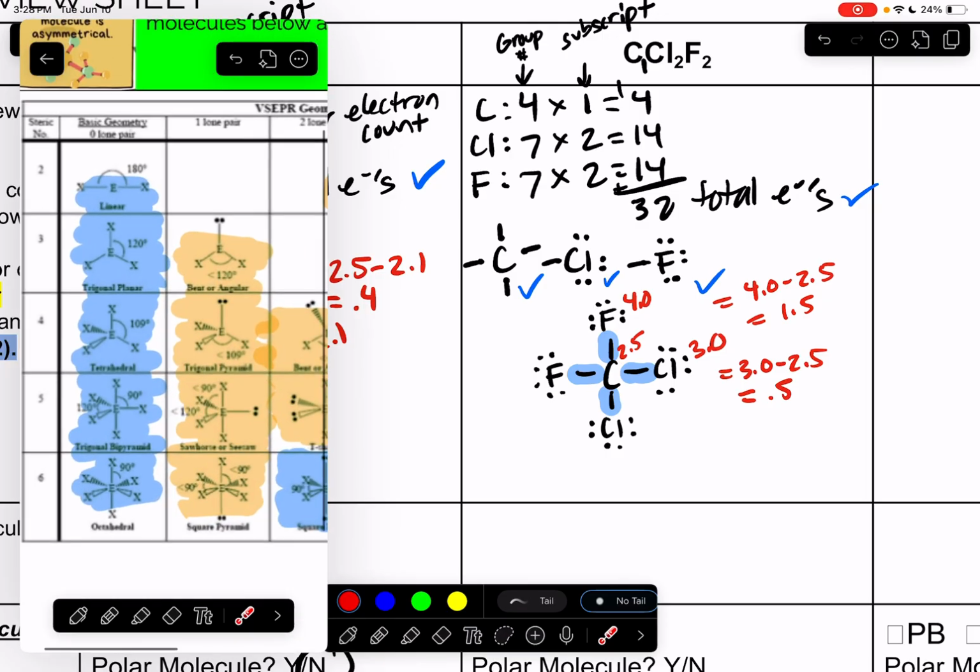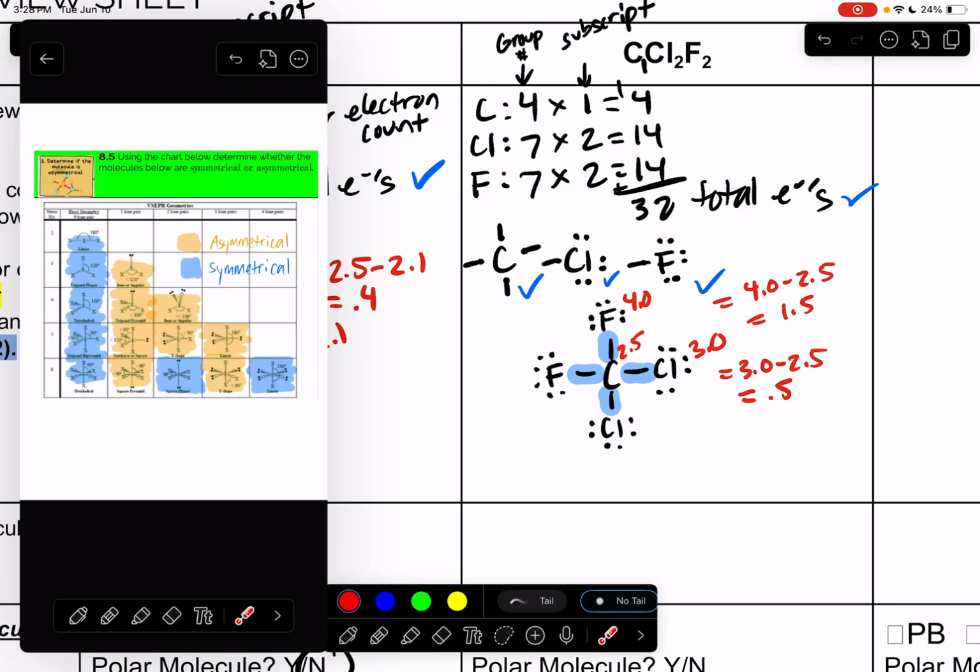So that means if I look at this, it matches up with this shape, tetrahedral, because I have 4 bonds around my central atom and 0 lone pairs. And using this chart, initially, this says that this is symmetrical, that all 4 bonds are sharing equally.